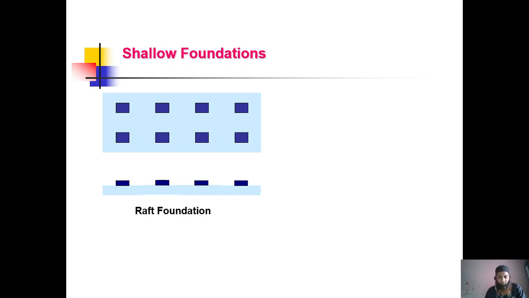You can see a raft foundation. A raft foundation is basically a whole mat type, where the whole area is excavated, a large footing is placed over that whole area, and onto that the loads of the columns come.